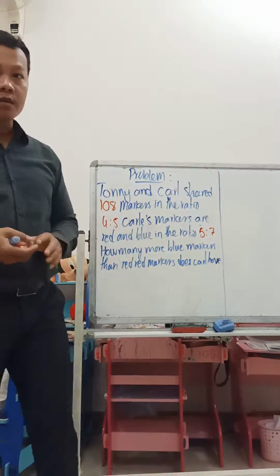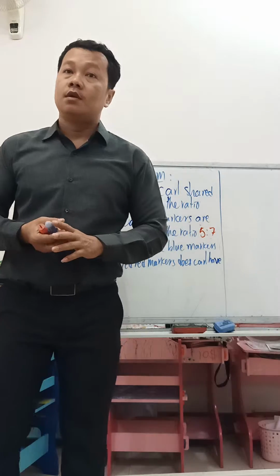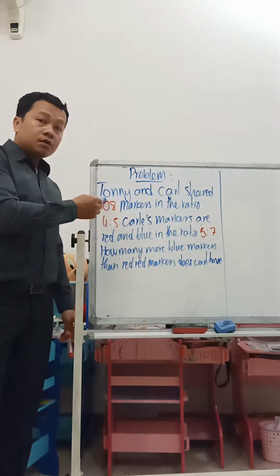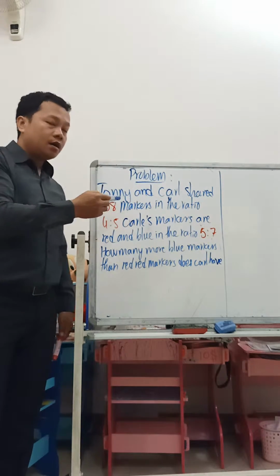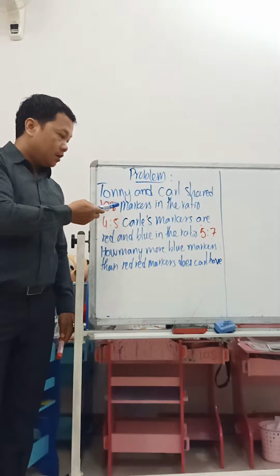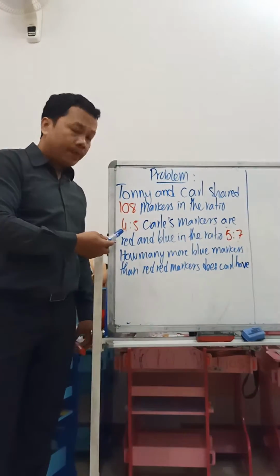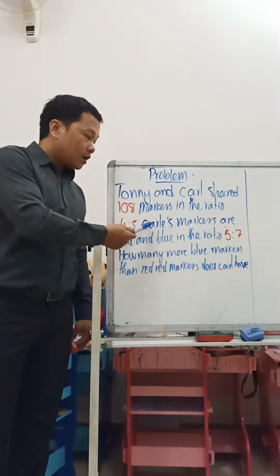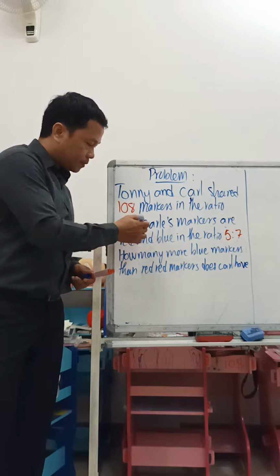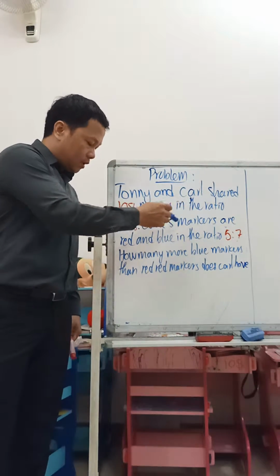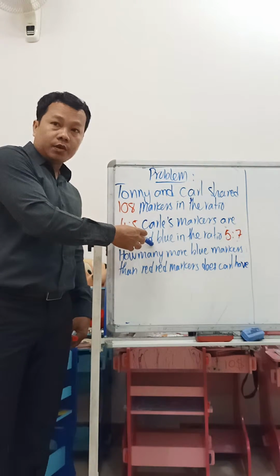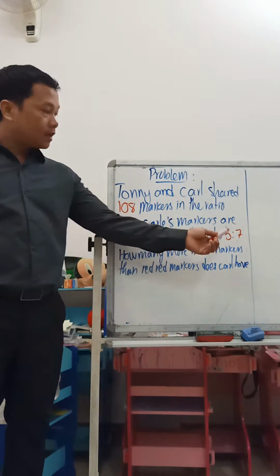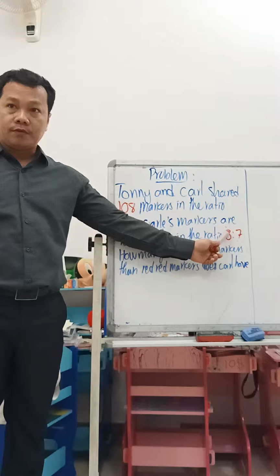Okay. Coming to the next problem. Tony and Carl share 108 markers in the ratio 4:5. Carl's markers are red and blue. So Carl has red and blue markers in the ratio 5:7.